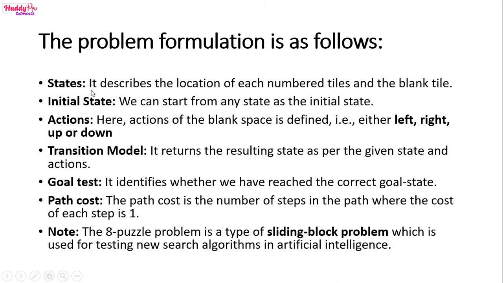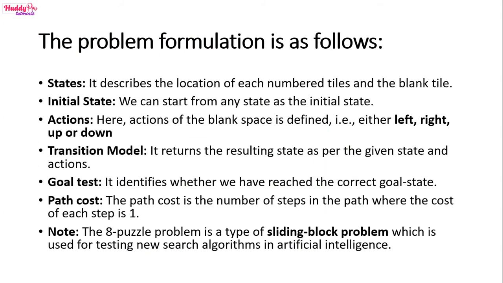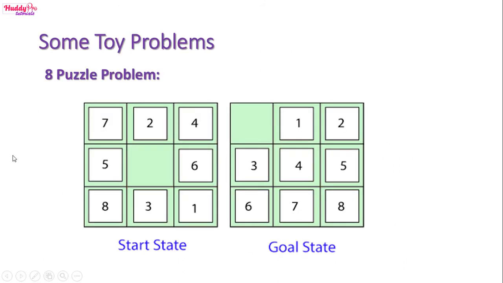We have the states. So for this problem, it describes the location of each numbered tile and the blank tile. Those are the states: all the numbered tiles plus the blank space, a combination of all those are the states. Then the initial state can be any state. Like in this diagram, this is our initial state. That's the arrangement that we have, and the blank space is in the middle.